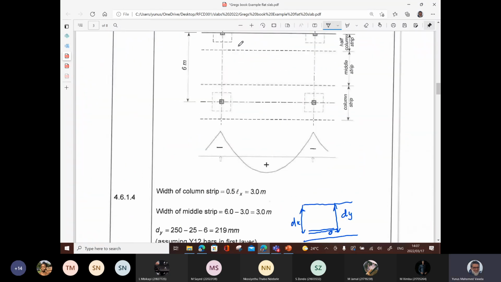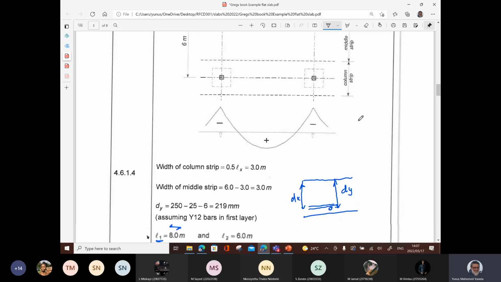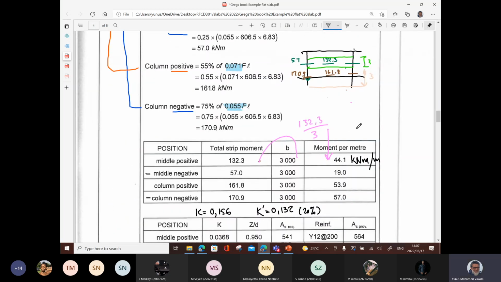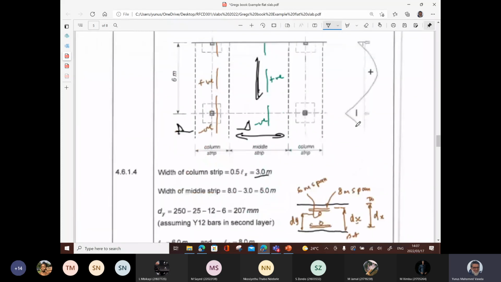What about the moments in here? What about the steel that goes there? What do we use? Is it the same as this one? Is it the same as the normal strip, or is it different? Okay, let's put that on one side for now.